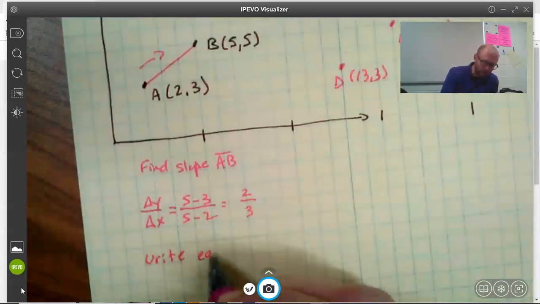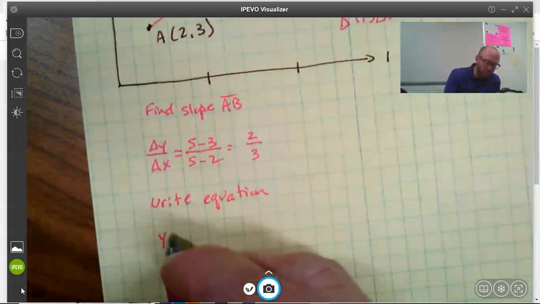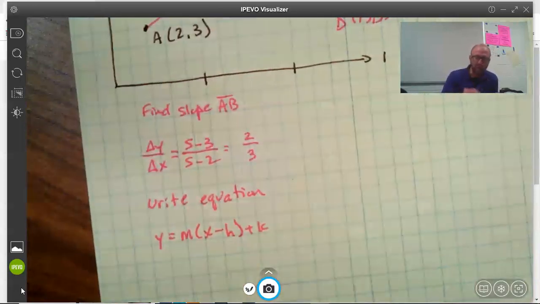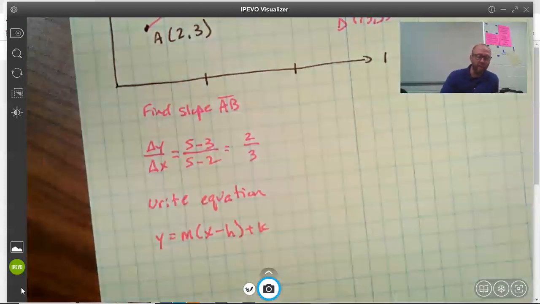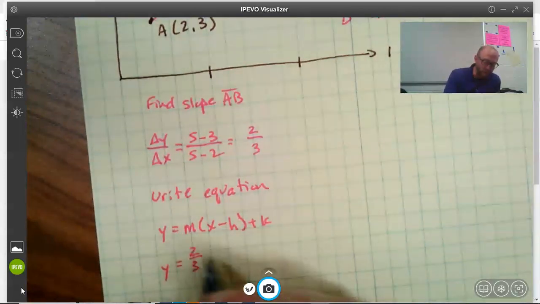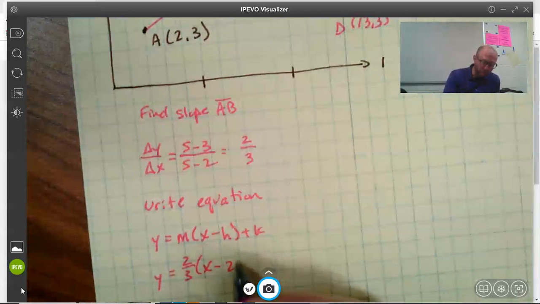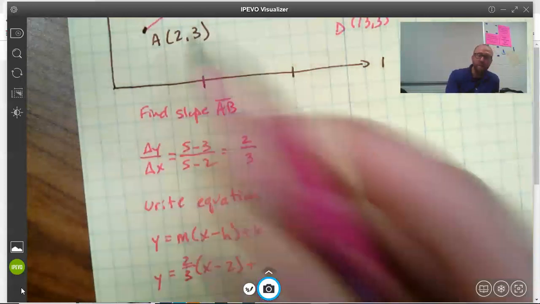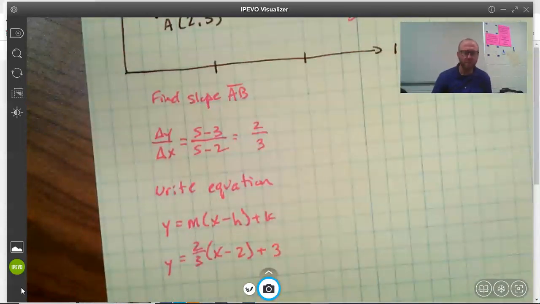Write the equation. We're going to use that point-slope form. So y equals m times (x minus h) plus k. And remember, m is the slope and h, k are the coordinates of a point that's on the line. I could pick either A or B. It wouldn't matter. So y equals, our slope is 2/3, times (x minus, we'll pick A, so our x coordinate is 2) plus, let's see here, our y coordinate is 3. There's our equation.